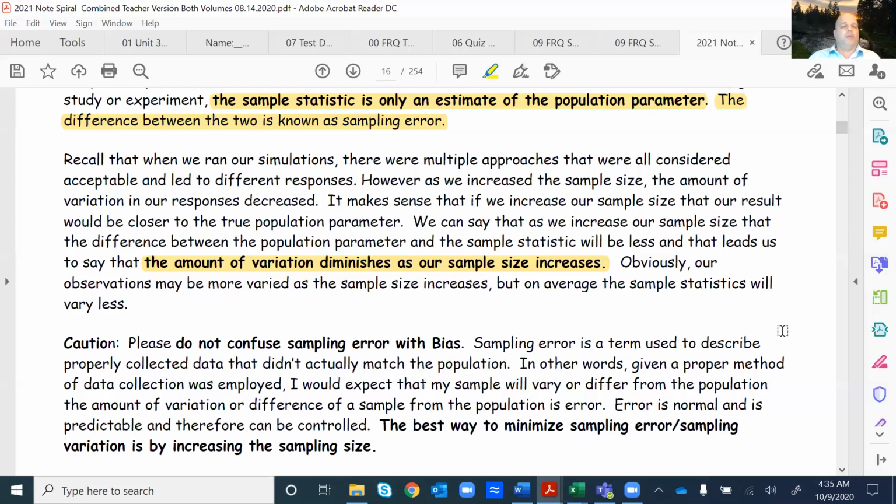With bias, we don't know what we have because we have a bad design. So sampling error, we can deal with. It's not a big issue. It's not the same as bias. Bias cannot be fixed by increasing sample size. Sampling error cannot be eliminated, but it can be diminished, and it only happens because we're using a portion of the population or a sample statistic to estimate the entire population.